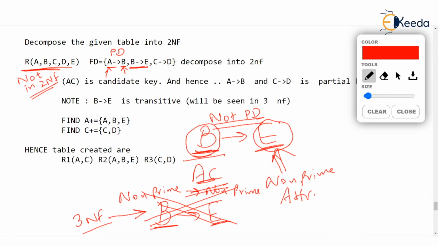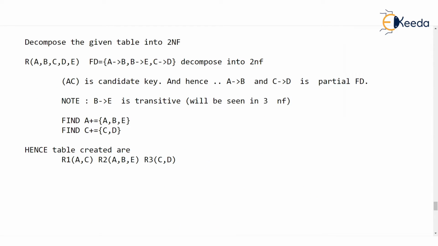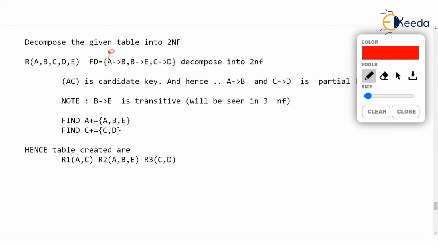In second normal form, the condition is there should be no partial dependencies. So just check this. I hope you have understood. A determines B is a partial dependency. B determines E is not a partial dependency, but C determines D is a partial dependency. The left hand side is part of the candidate key. AC is the candidate key and the left hand side contains only C. And the right hand side is a non-prime attribute. D is a non-prime attribute. So there are two partial dependencies. I have made it clear. Note, B determines E is transitive and will be seen in third normal form. So we leave that dependency as it is.